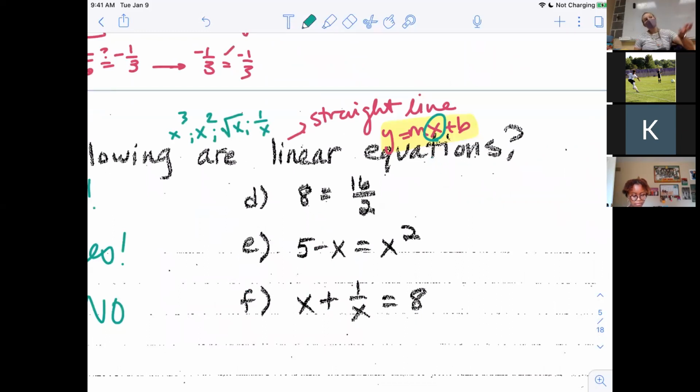There is no x, right? So I'm going to say that's no. It has to have an x. What about E? No. Nope, it's got an x squared. And then what about F? Yes. I'm going to argue that this makes it no.